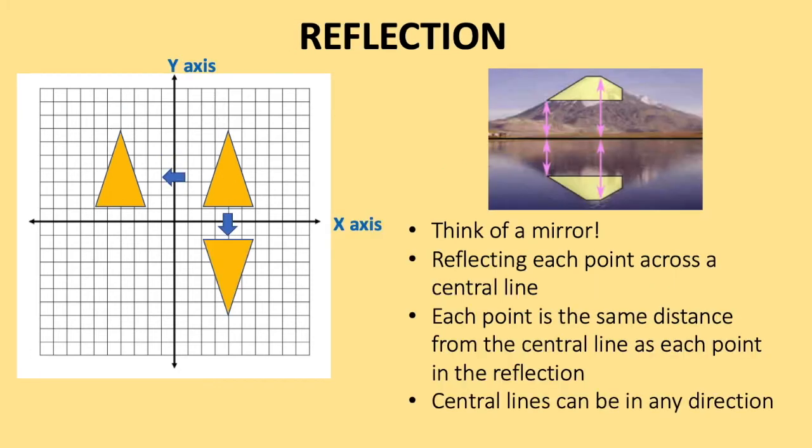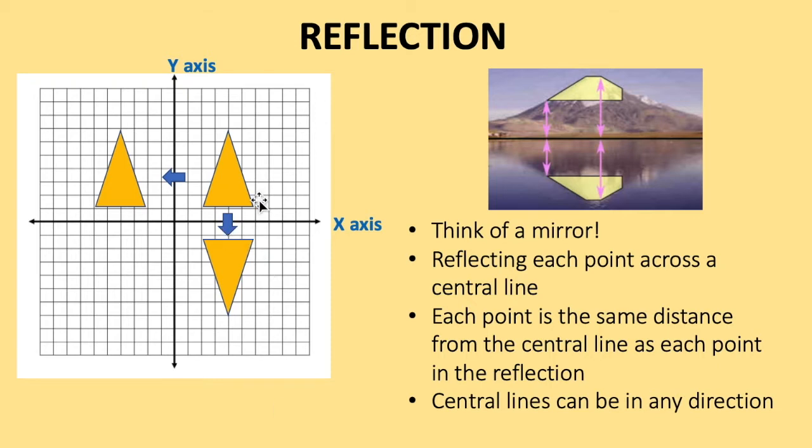The next transformation is reflection. When you think about reflection, it's easy to think about a mirror. If you see this picture of the mountain in the lake, you can see that the mountain is reflected across a central line. That's exactly what's going to happen in the graph when you transform a shape or line by reflecting it across a line.